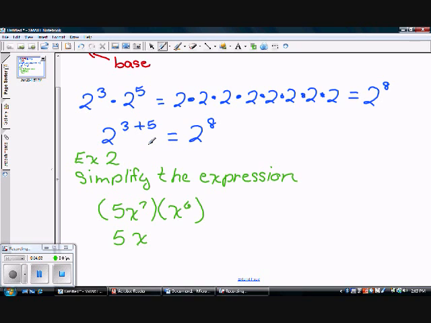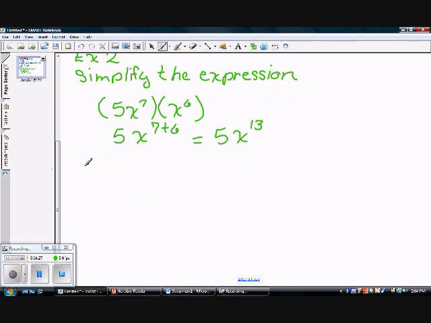So, it's still going to be 5 times. But what did I find out up here? That if it's the same base, I can add the exponent. So this is really x to the 7 plus 6 power, which will give me 5 times x to the 13th power. That wasn't so bad, except there's another example. This one was A, and this one is example B. A little bit more challenging, but you can do it.